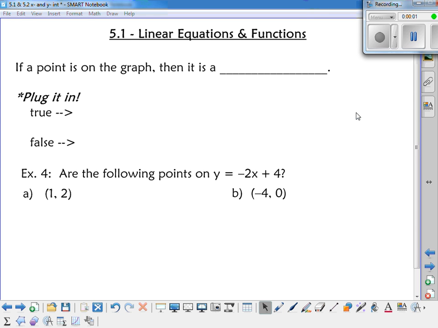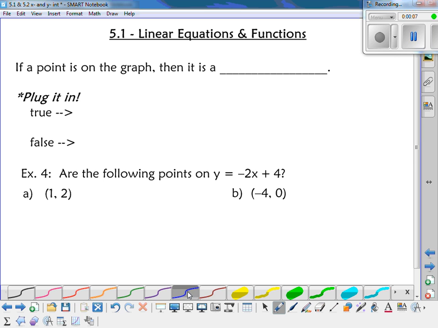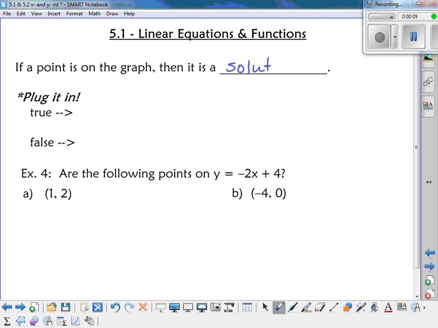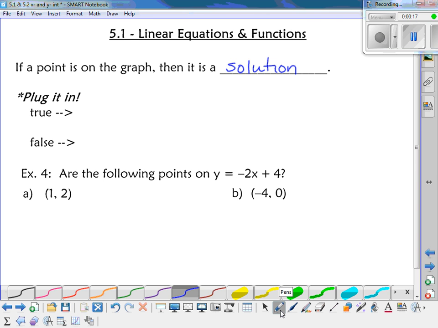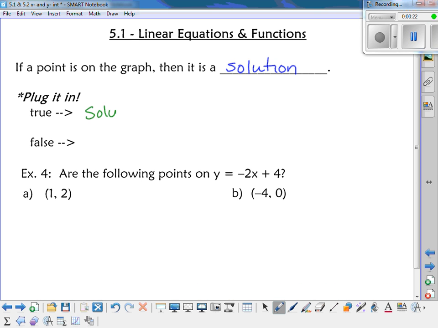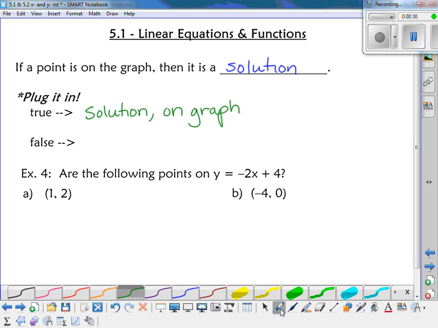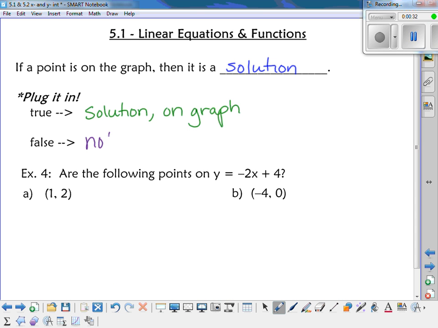Okay, so first we're going to talk about linear equations and functions. If a point is on the graph, then it is a solution. So you just plug it in to find out whether or not it's a solution. If it comes out to a true statement, that means it is a solution, and then it means it's on the graph. If it comes out to a false statement, then it is not a solution, and it's not on the graph.